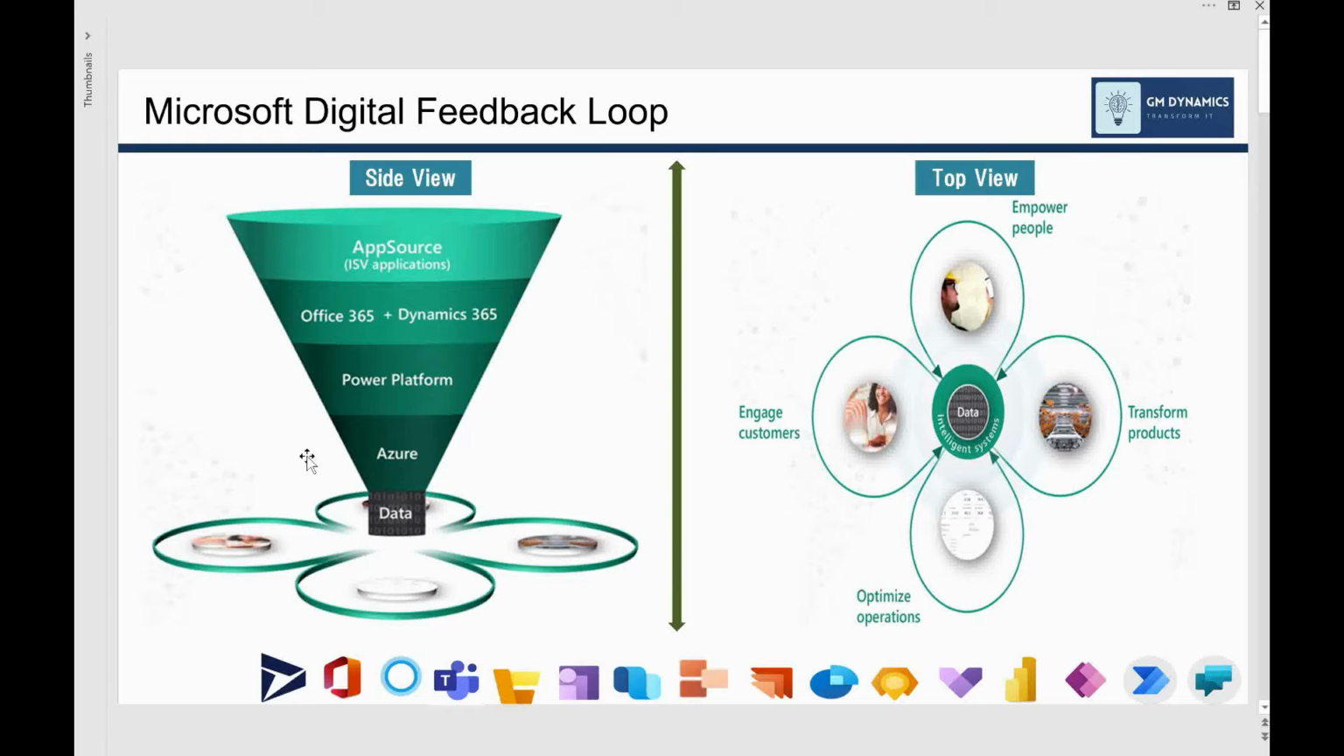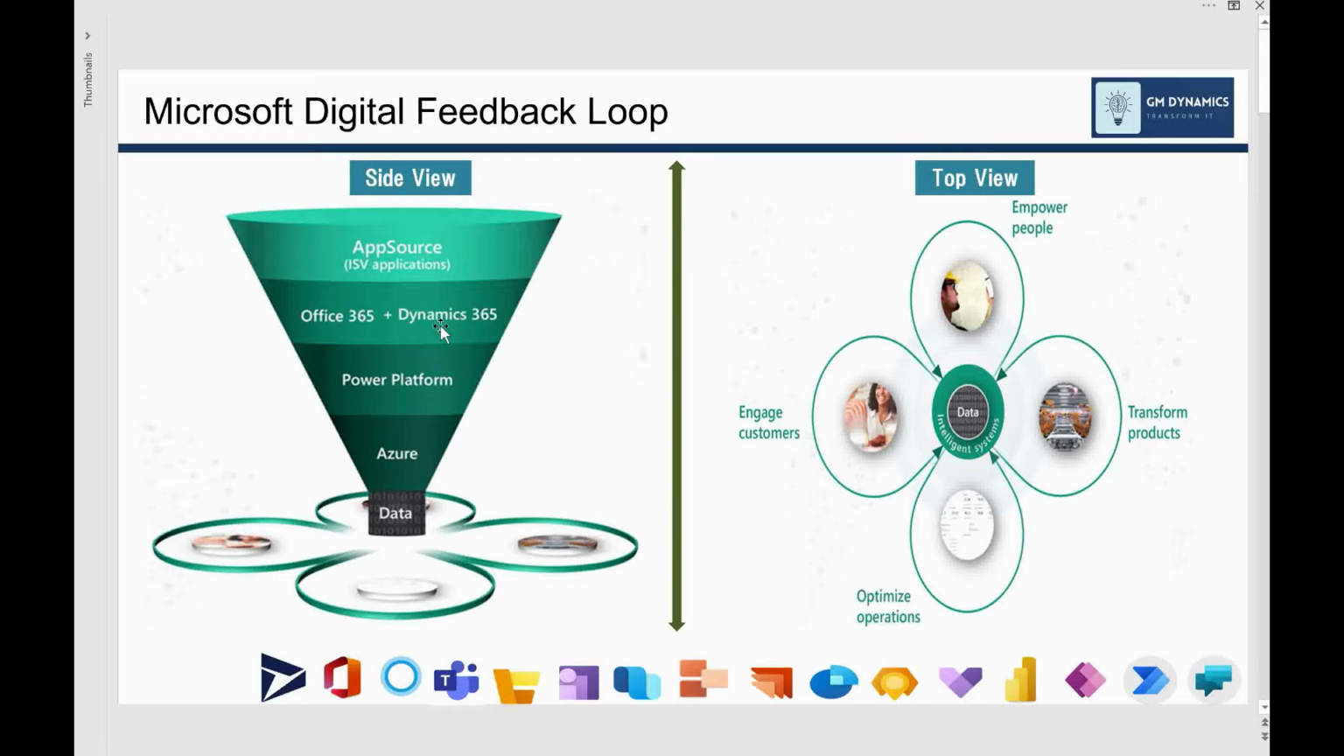If you see on top in the side view, you can see AppSource is there. It's ISV applications. So far we know Microsoft has this digital feedback loop. The core is data, then Azure, on top of Azure Power Platform is there, on top of Power Platform Dynamics 365 and Office 365 work collaboratively. Then on top of that AppSource is there, where different ISV applications or different vendors are posting their products, whatever they're developing based on top of Dynamics 365.